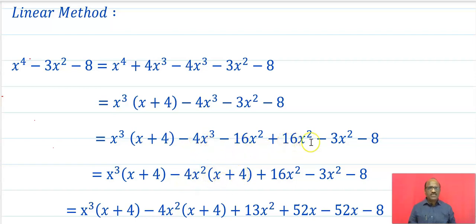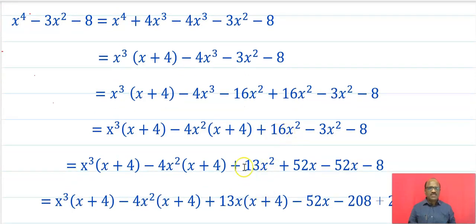Now next 16x square minus 3x square. What about here? 13x square. Then in bracket I will get x. Then what should be the next term such that if I take the common 13x, then in bracket I will get x plus 4, which is the 52x. Plus 52 minus 52. I will take the plus 13x common and then in bracket x plus 4.